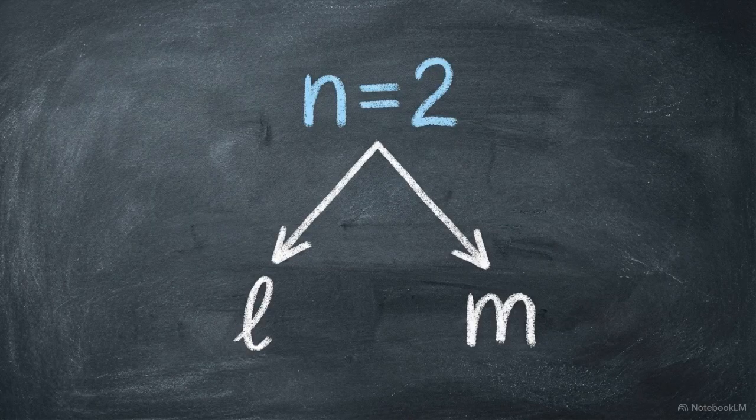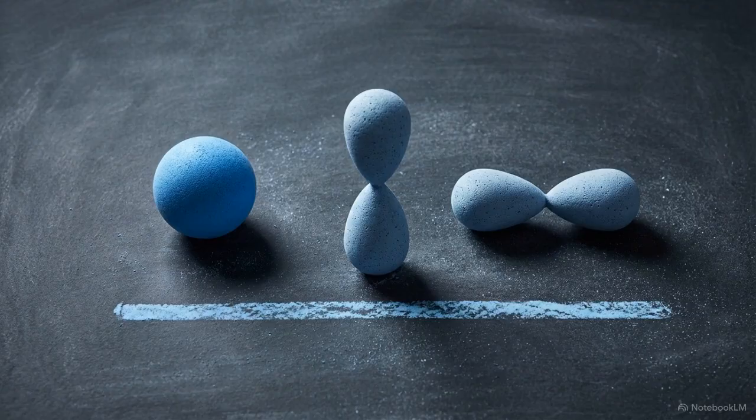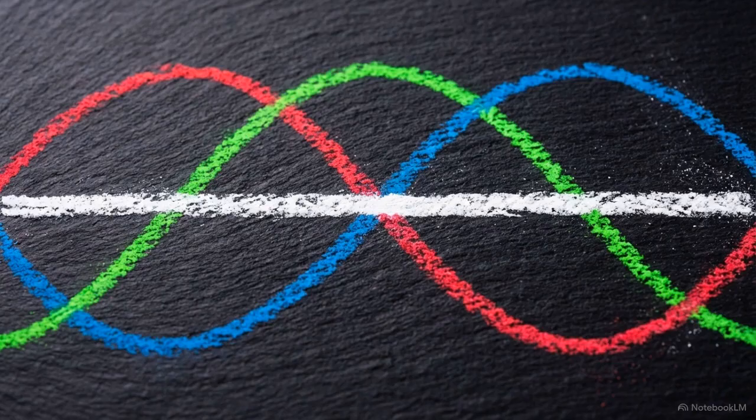Look at the n=2 energy level. Within this single tier, there are distinct orbital states, denoted by L, and magnetic states, denoted by M. Despite their different physical shapes and orientations, they possess identical energy. In quantum mechanics, this is called degeneracy.